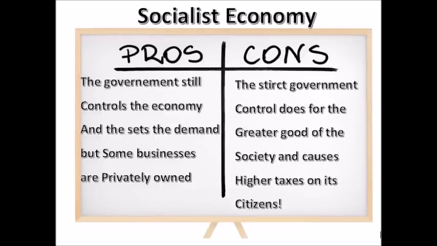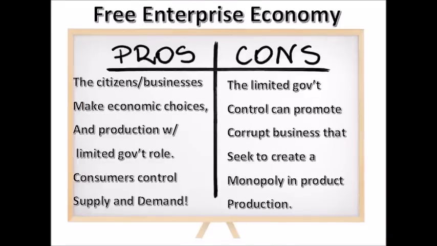Socialist economy. Pros: the government still controls the economy and sets the demand, but some businesses are privately owned. The con: the strict government control, done for the greater good of society, causes higher taxes on its citizens. And then finally, the free enterprise economy. Pro: the citizens and businesses make economic choices and production decisions with limited government control. Consumers control supply and demand. The con: the limited government control can promote corrupt businesses that seek to create a monopoly in product production.